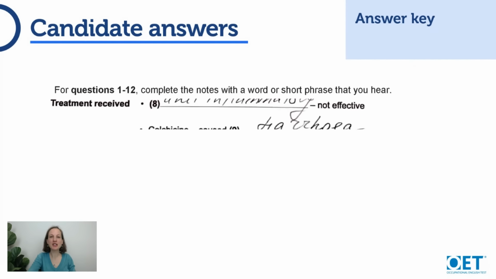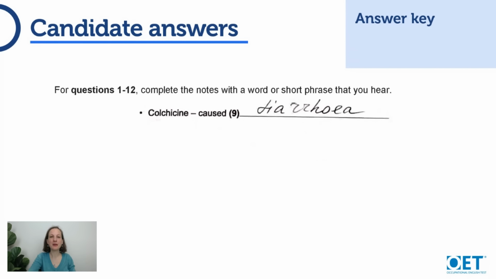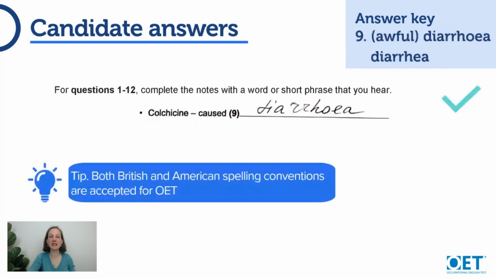The answer for question 9 is correct. Both British and American spelling conventions are accepted for OET when spelling words like diarrhea, but you are encouraged to use the same convention for clarity throughout the listening test.